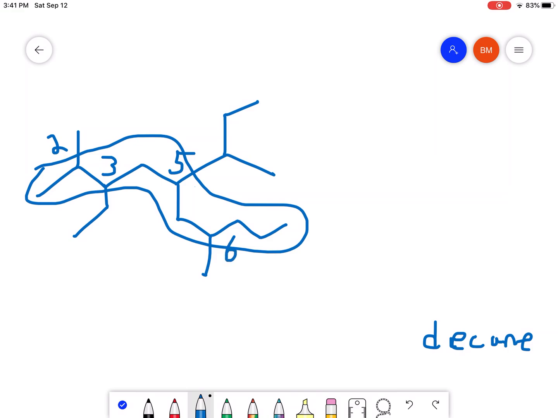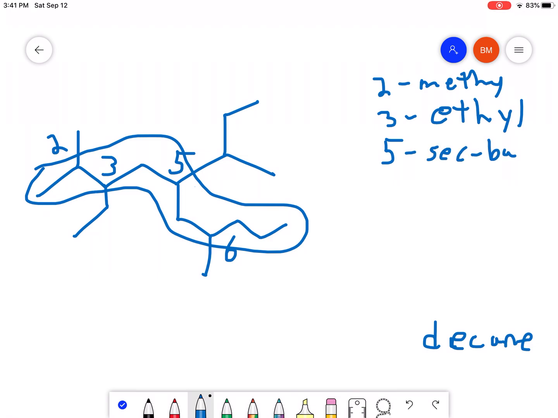All right, so let's see. I'm going to just write these off to the side so I can keep up with them. We have a methyl group at carbon number 2. We have an ethyl group on number 3. On number 5, we have a, what is that? That is a sec-butyl group. And at number 6, we have methyl. So we can basically combine the 2 methyl groups into a dimethyl group.